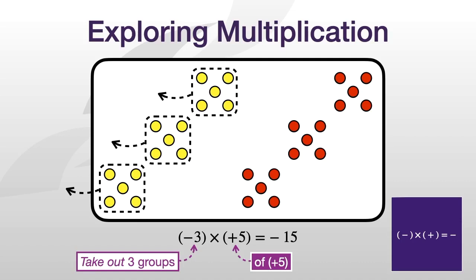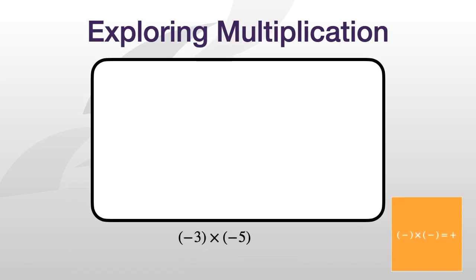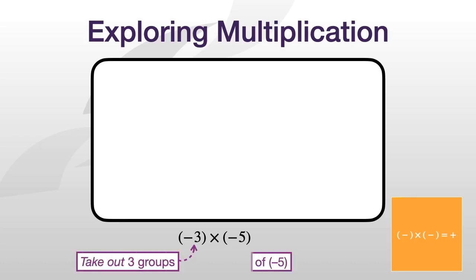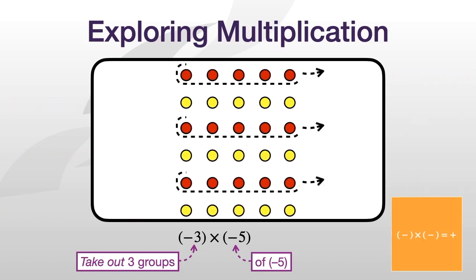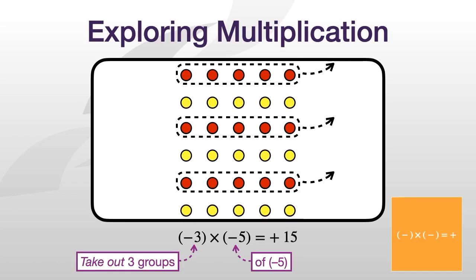The last permutation is the product of two negative integers. Negative 3 times negative 5 can be modeled by removing 3 groups of 5 red tiles. Once more, we'll have to change what 0 looks like by adding enough 0 pairs. Taking out 3 groups of 5 red counters leaves 15 yellow counters, or positive 15. Next up, exploring division.